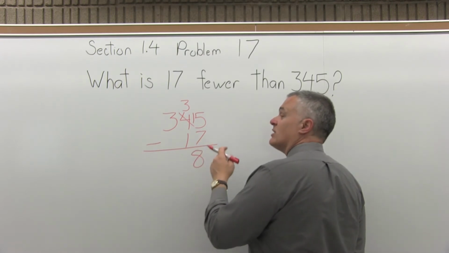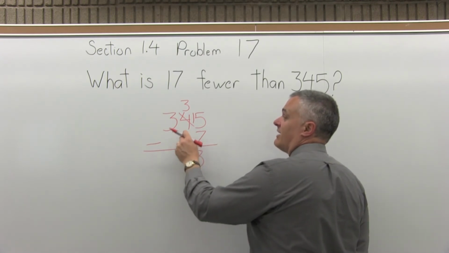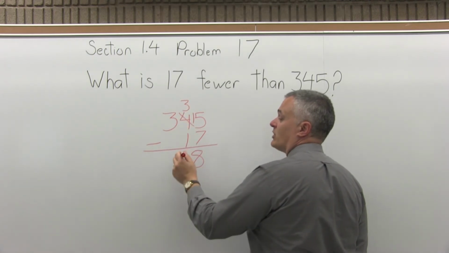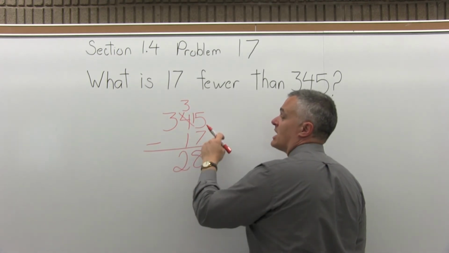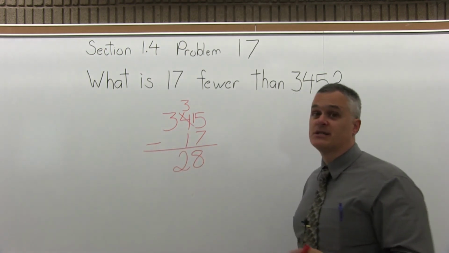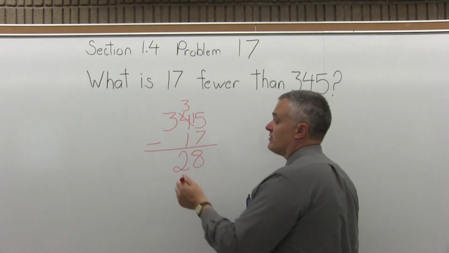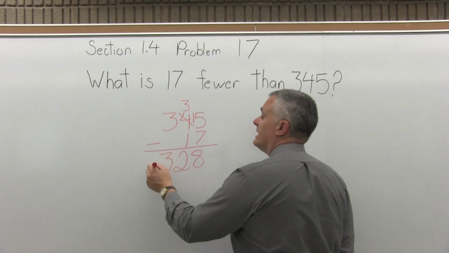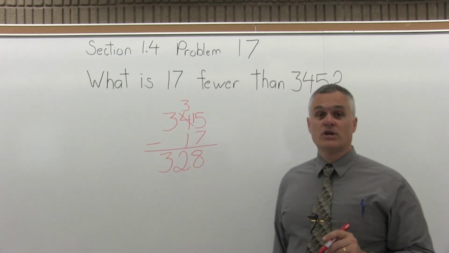And once I have the answer, I move over one column of digits to the left, and I will subtract 3 minus 1, which is 2. Then I move over one column of digits to the left. The last column, I have 3 minus nothing at all underneath it. So 3 minus nothing is just 3. And the final answer would be 328.